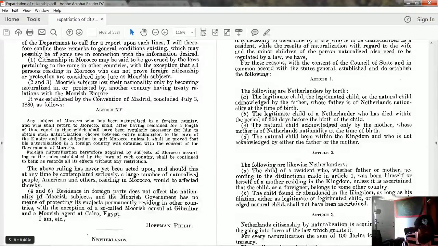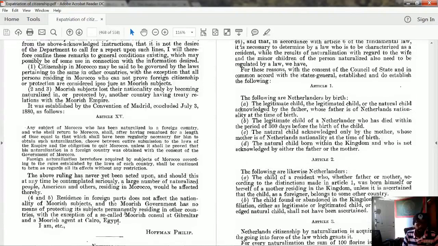Let's see here. Does not affect the nationality of Moorish subjects, and the Moorish government has no means of protecting its subjects permanently residing in other countries, with the exception of a so-called Moorish consul at Gibraltar and a Moorish agent at Cairo, Egypt. So what that is saying is that even for Moorish subjects who choose to go out into foreign countries, your government doesn't plan to protect you forever from a foreign country. Meaning it's supposed to be temporary, transit. You're supposed to be transiting through the United States. That's not supposed to be permanent. It's supposed to be forever moving through, navigating through, like water.